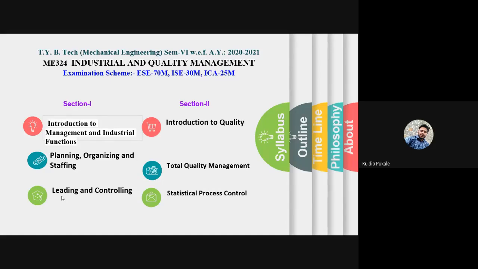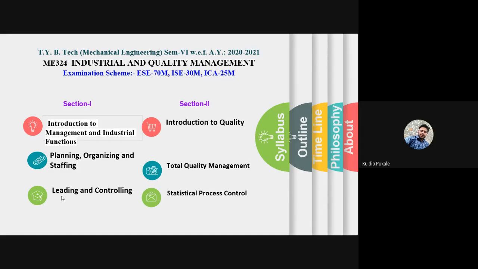Our subject has two sections. In the first section, the topics are related to industrial management activities, and the second section is related to quality management. In the first section, there are 3 topics, and in the second section, there are also 3 topics. In section first, the first chapter is Introduction to Management and Industrial Functions. In that chapter, we will see in detail management activities and how industrial functions are carried out. Then planning, organizing, and staffing. And the third chapter is leading and controlling.